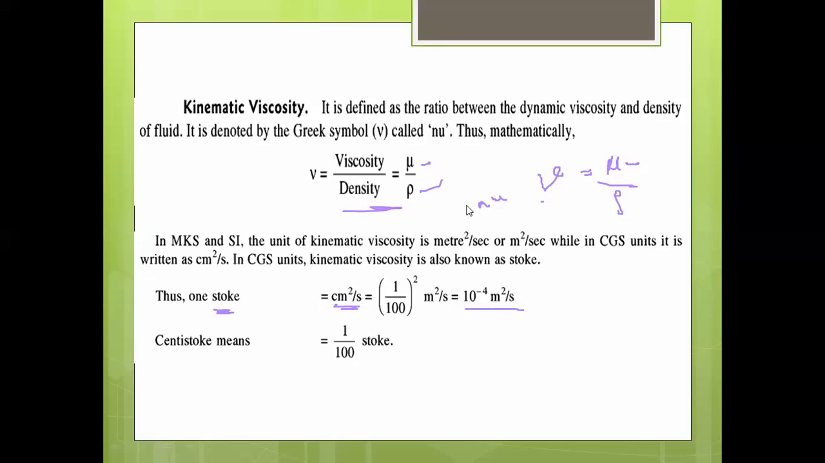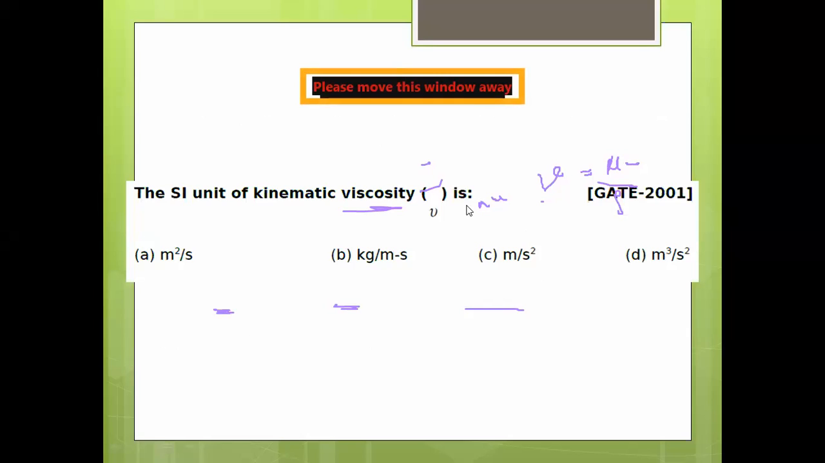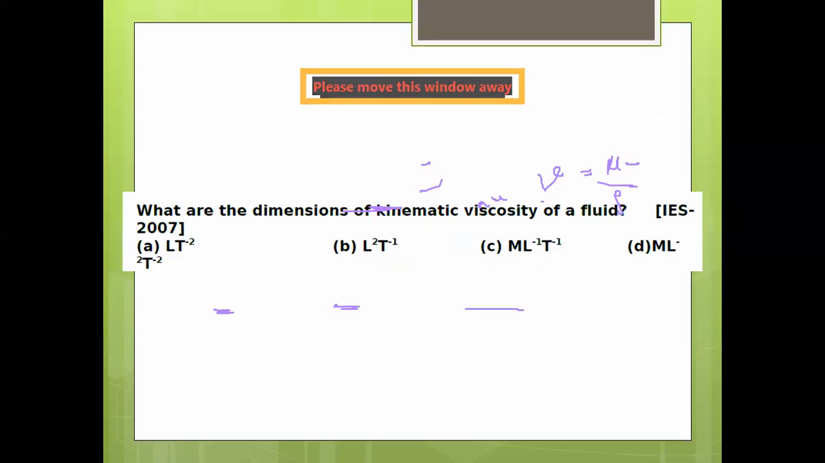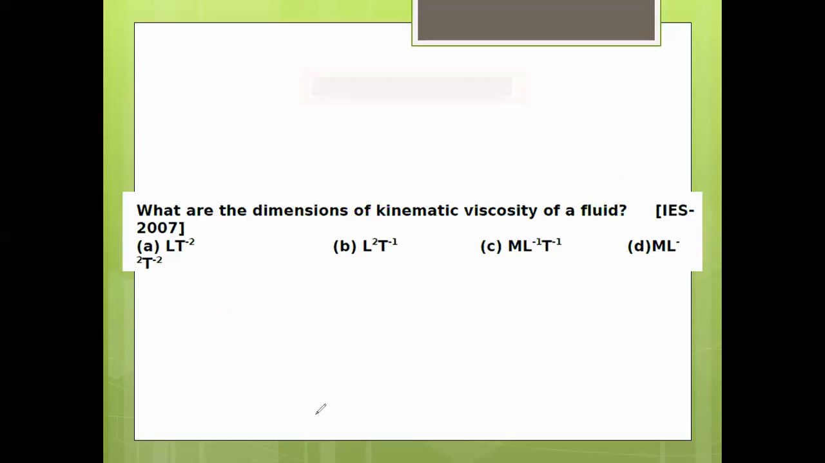So let us solve this question. SI unit of kinematic viscosity. Just now we have seen, this question was asked in GATE 2001. So what will be the answer for this? Option number? Meter square per second. Meter square. Option A.